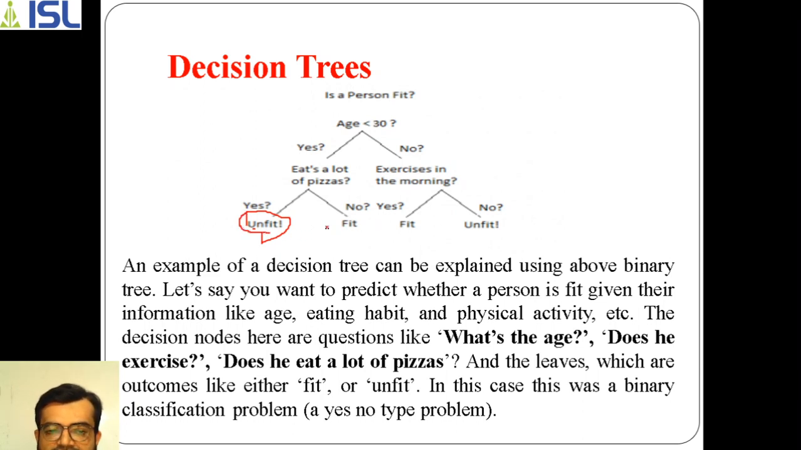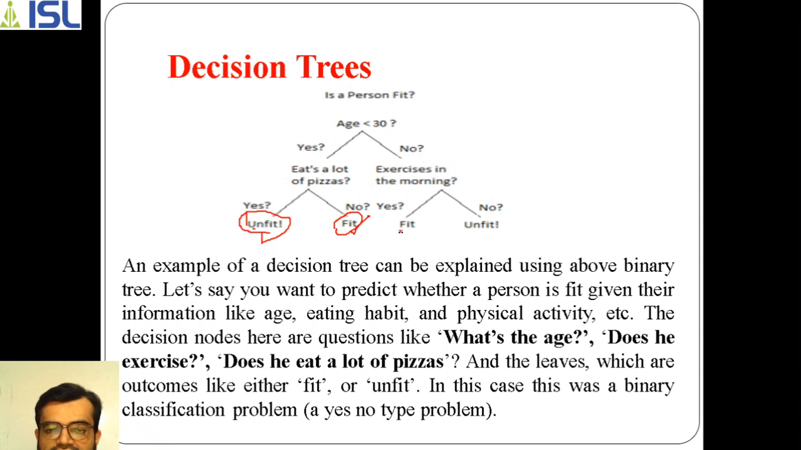Similarly, if the person who is less than 30 doesn't eat pizzas, then the person comes under the category of fit. You will get that reply. So here fit and unfit are the two values you are getting. These are the ultimate values, and there won't be any extension beyond them, because these are the leaf nodes, fit and unfit. Because of that, you can see it is not going to the next level of nodes.